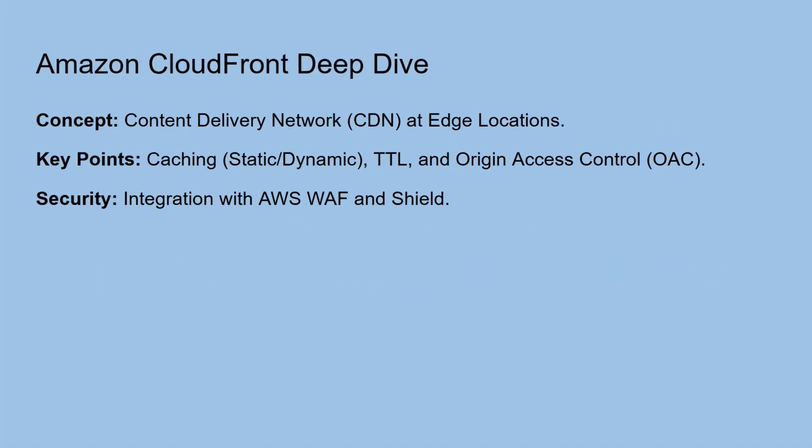So we'll start with a deep dive on CloudFront, which you might be a little familiar with from CCP. So the concept is a CDN, a content delivery network at different edge locations. Just like in anything in the cloud, you want to compare this to similar situations in real life, where we have servers and edge locations, edge servers. This is basically exactly how you want to compare this. Some of the key points are caching, TTL, and origin access control, and that it does integrate with AWS WAF and Shield for security.